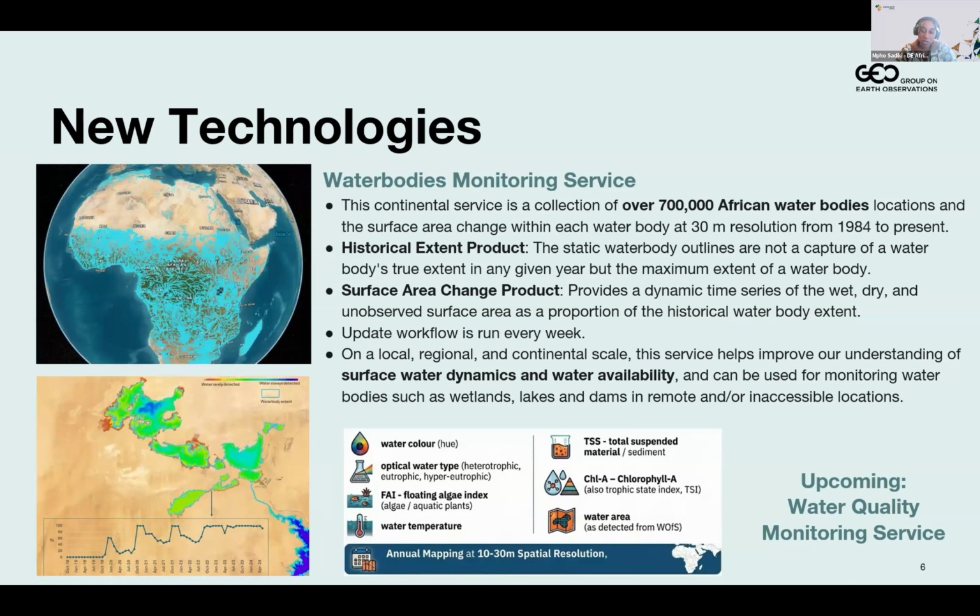For each of these water bodies, the full time series has already been computed. So you don't need to spend time analyzing decades of data to find out this information. It's already computed for you. So it's a ready-to-use product that will be able to show you how the surface area of each water body has changed over time. And we update this on a weekly basis, so it is an operational service.